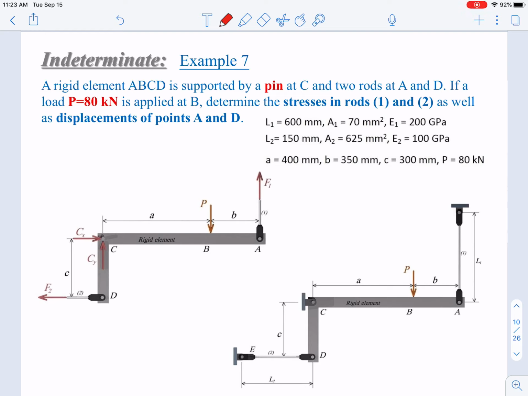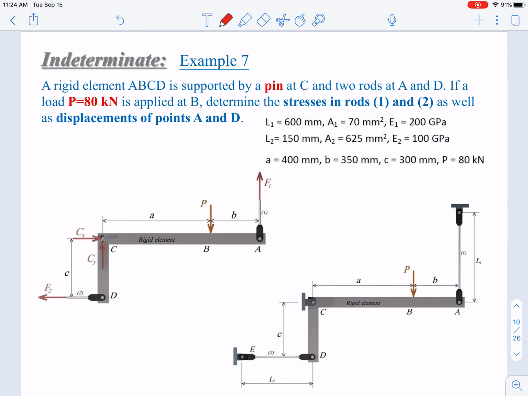This example belongs to another category, right? Obviously, this is category 3, where you need to find the compatibility conditions based on similar triangles. Okay, so here we have a rigid element ABCD supported by a pin at C and 2 rods at A and D. If load P is applied at point B, then determine the stresses in rod 1 and 2, as well as displacement of point A and D.